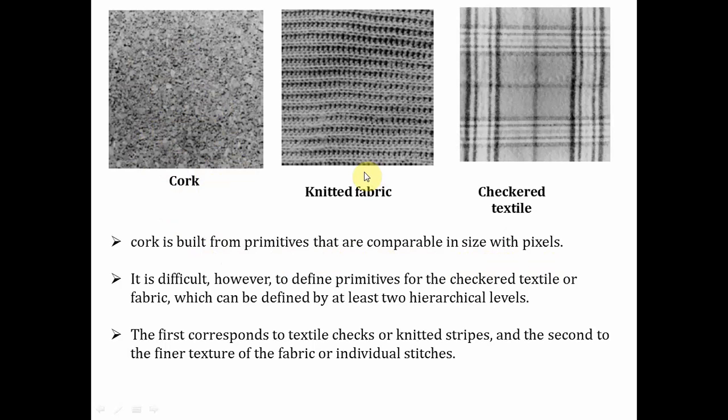Okay, and if you compare the textile pattern, it is difficult, however, to define primitives for checkered textile or fabric, which can be defined by at least two hierarchical levels. The first corresponds to textile checks or unknitted stripes, and the second to the finer texture of fabric or individual stitches. So it is a different kind of texture for the textile, and a different kind of texture for the cork.